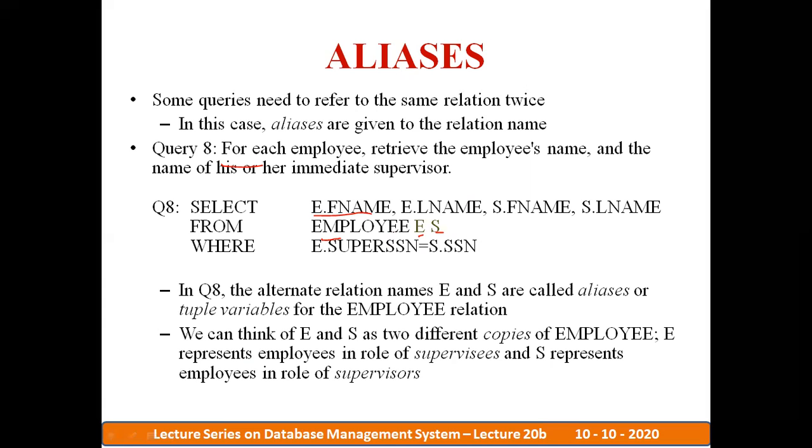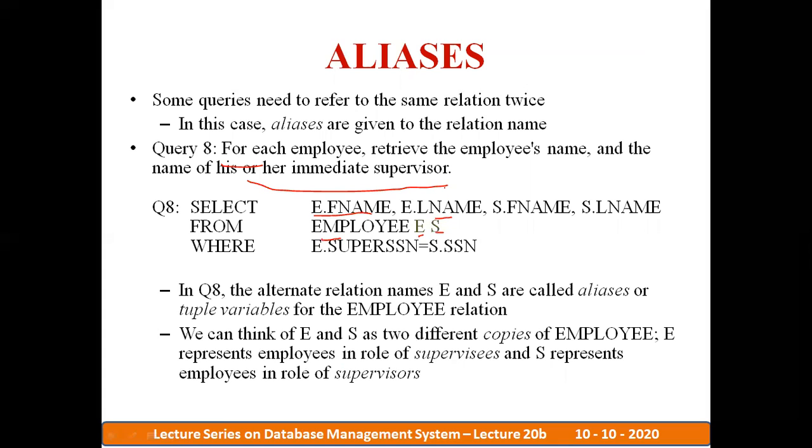Here the E dot F name and the E dot L name indicate that I am displaying the employee's first name and the employee's last name. Now I also want to display the immediate supervisor's first name and last name.